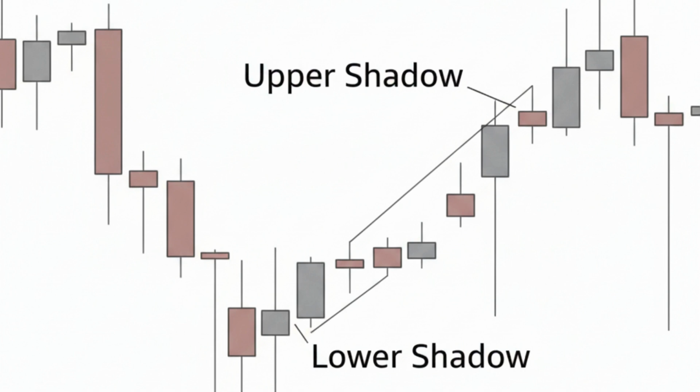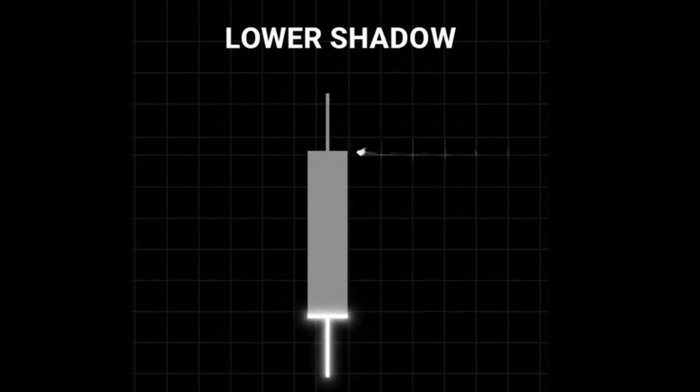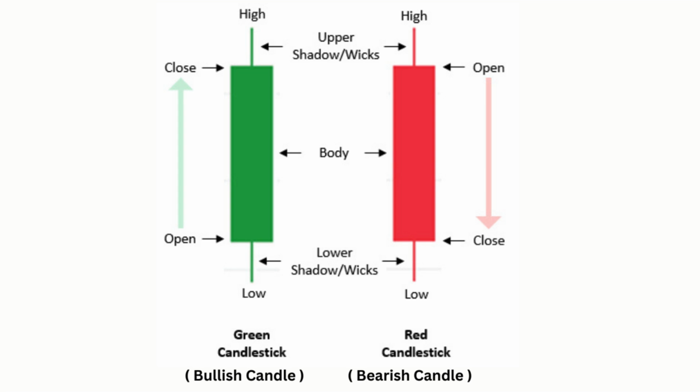Then we have the thin lines, often called shadows or wicks. The upper shadow shows us the highest price the stock reached during that period. And the lower shadow shows us the lowest price it hit. So, just one candle can tell you a lot about the battle between buyers and sellers.